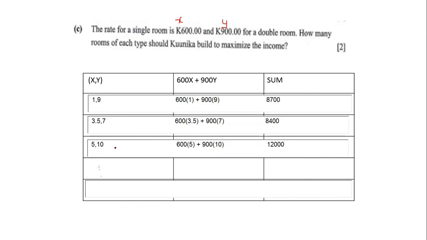When you go to the next, you are supposed to go to the next point and the next. This other point will be 3 comma 12. You also substitute there and you come up with the answer 12,600. Then you go to the last one, which is 1 comma 12.